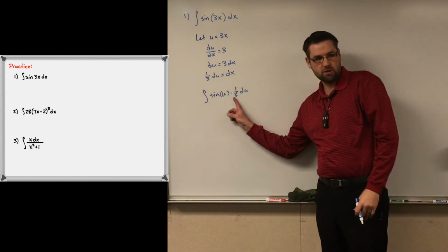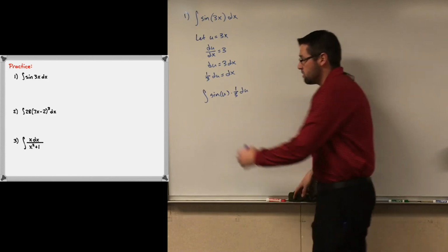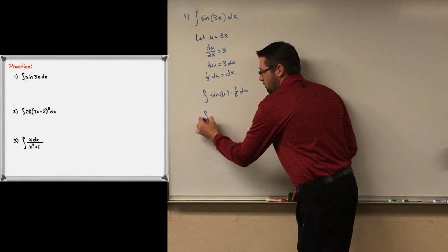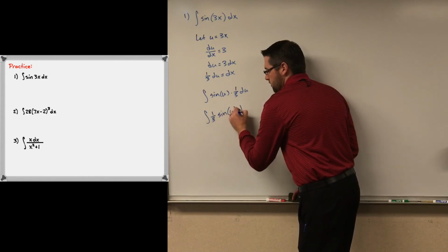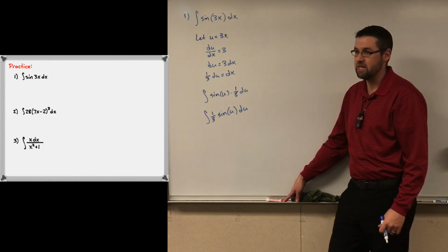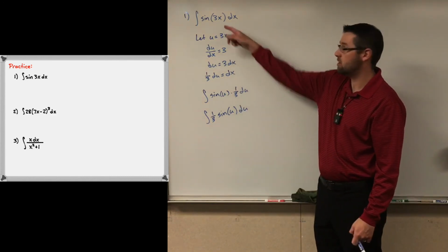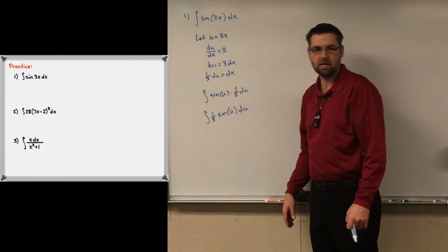And I notice the 1/3 is a constant. So let's rewrite this. If I want to, I could just do 1/3 sine of u du. Are all my x's gone? So I'm good to go. Can I take the antiderivative of this easier than that? Yeah. Because the constant, just bring it out and bring it back in later, right?